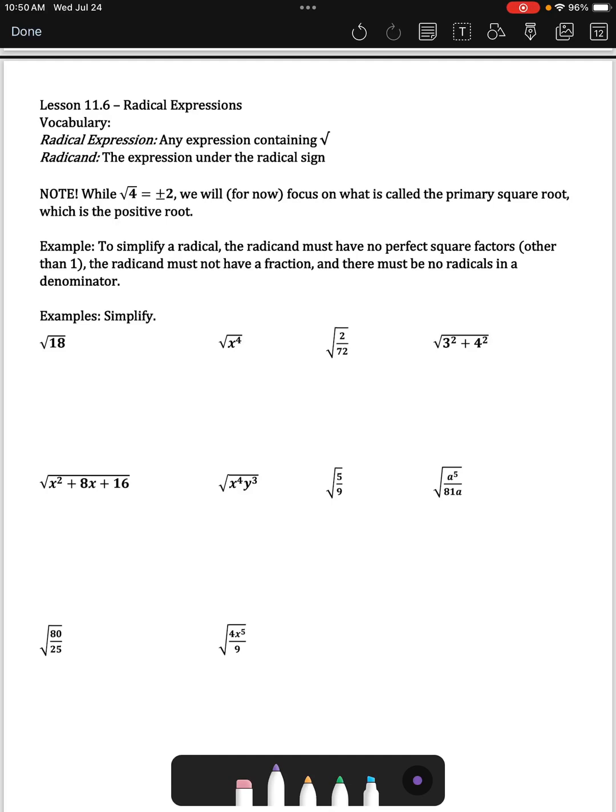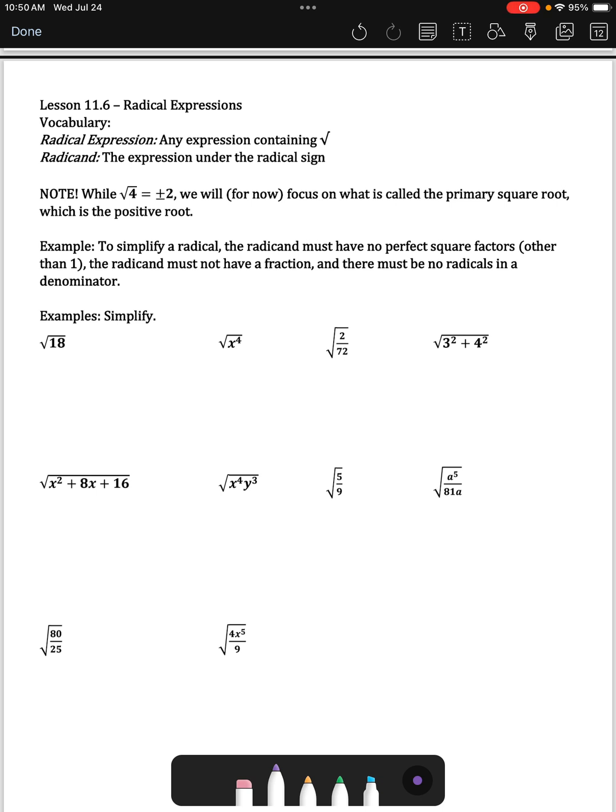Dealing with square roots for the rest of the year, radical expressions, some basic stuff involving numbers, some interesting stuff involving numbers, and as you can see, stuff involving variables as well and exponents. So radical expressions are any expressions that have a square root symbol in them. And just a vocabulary word you'll hear me use, a radicand is what we call whatever is living underneath the radical symbol.